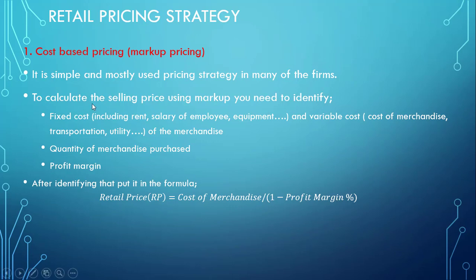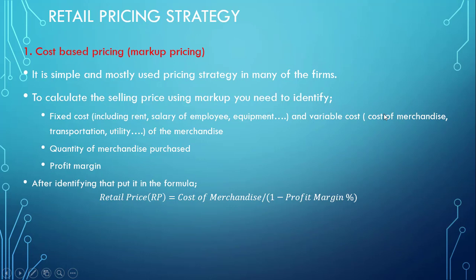We have different issues that you need to consider. For instance, you need to think of fixed costs and variable costs. The fixed costs include the rent, salary of employees, equipment like computers, and others. When you say fixed cost, it is a cost that you will incur regardless of sales. A variable cost varies based on the merchandise. Cost of merchandise, transportation, utilities, and so on are considered variable costs.